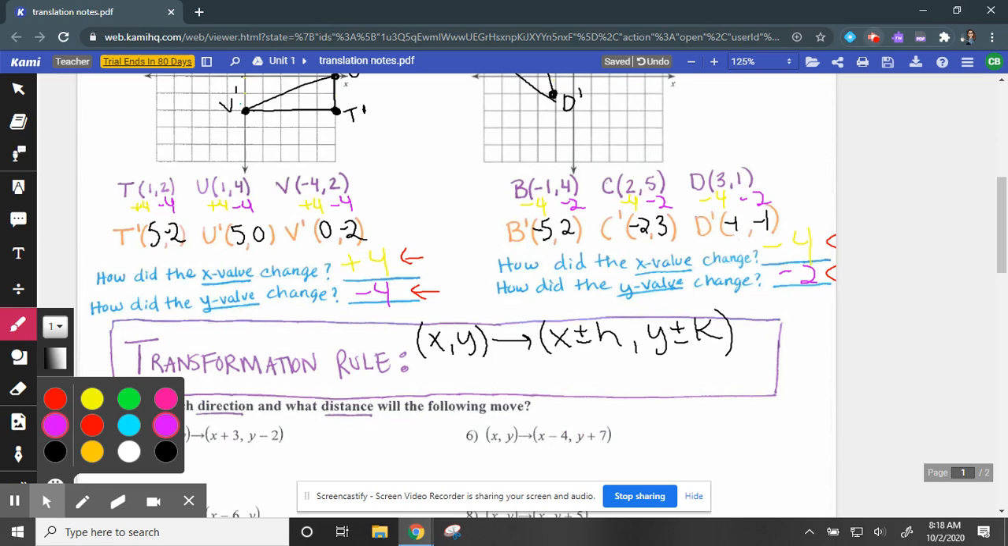So let's start with the x's. If you add to the x, it's going to move the figure right. If you subtract from the x, it's going to move the figure left. Okay. Let's talk about the y. If you add to the y, you're going to move it up. And if you subtract from the y, you're going to move it down. That is your rule.